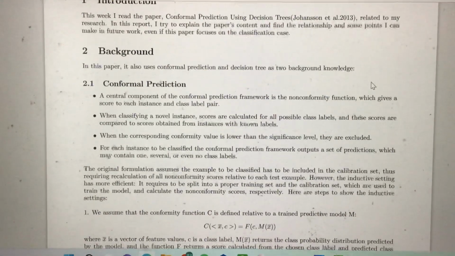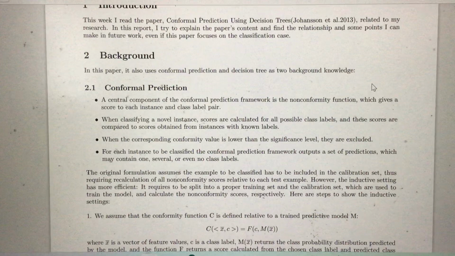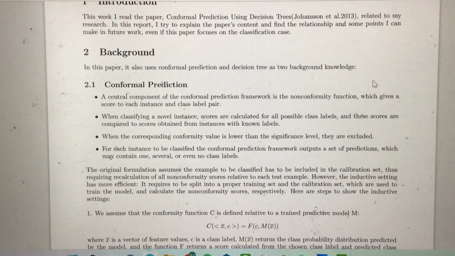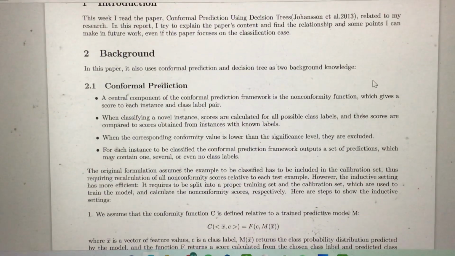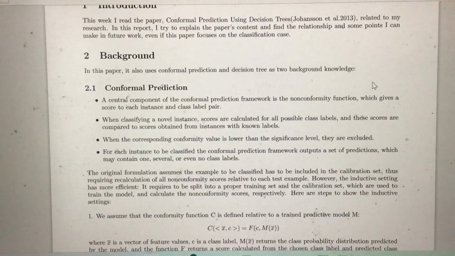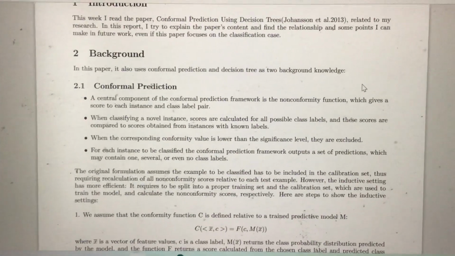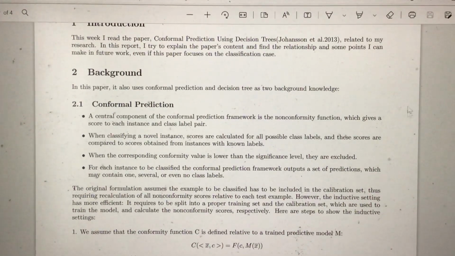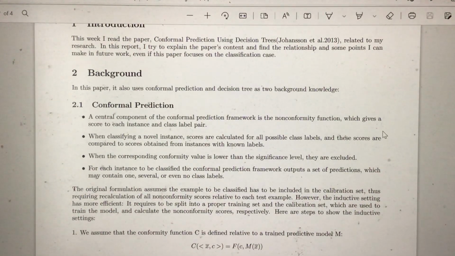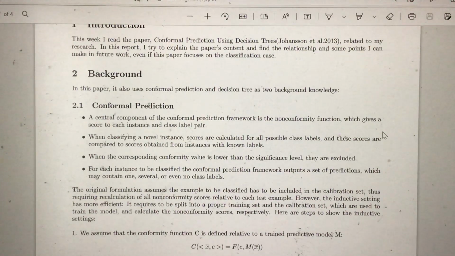So in this paper, you have two common backgrounds. One is conformal prediction, and the other one is decision trees. And we'll talk about conformal prediction first. About conformal prediction, we have talked about it many times, but we still have to review it.